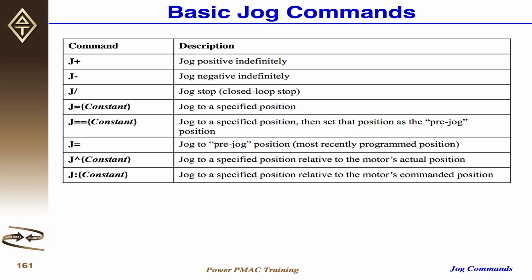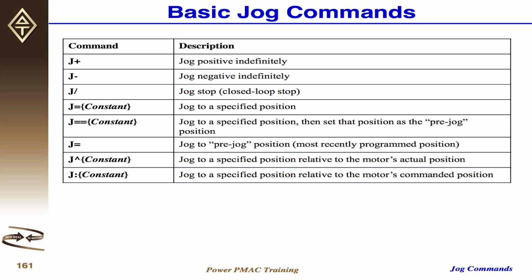Next, there is J equals constant, which will jog the motor out to a specific distance. If you do J equals 500, it will jog the motor from wherever it was to 500 counts. If you issue a home command, it'll rehome the motor, and it'll get you back to 0. If you issue a home Z command, it'll set the current motor position to 0, and then the jog equals command is relative to wherever the motor's 0 position had been in software.